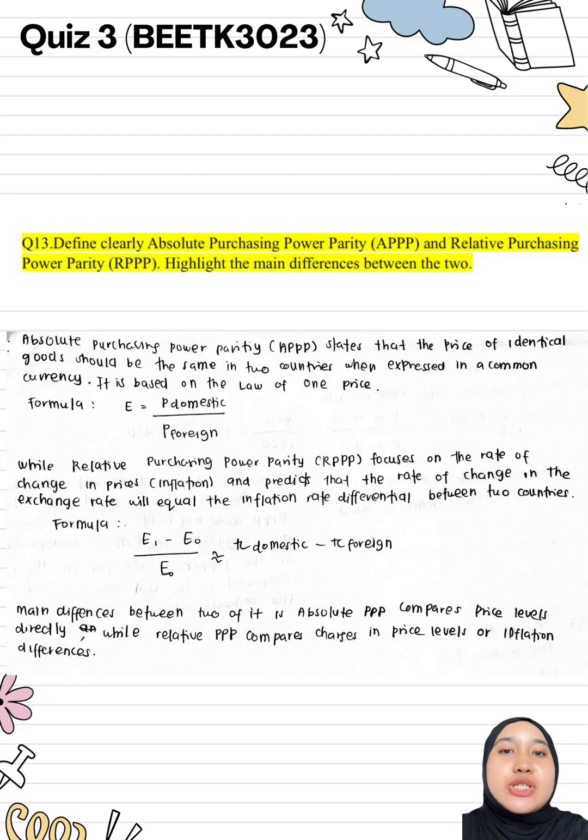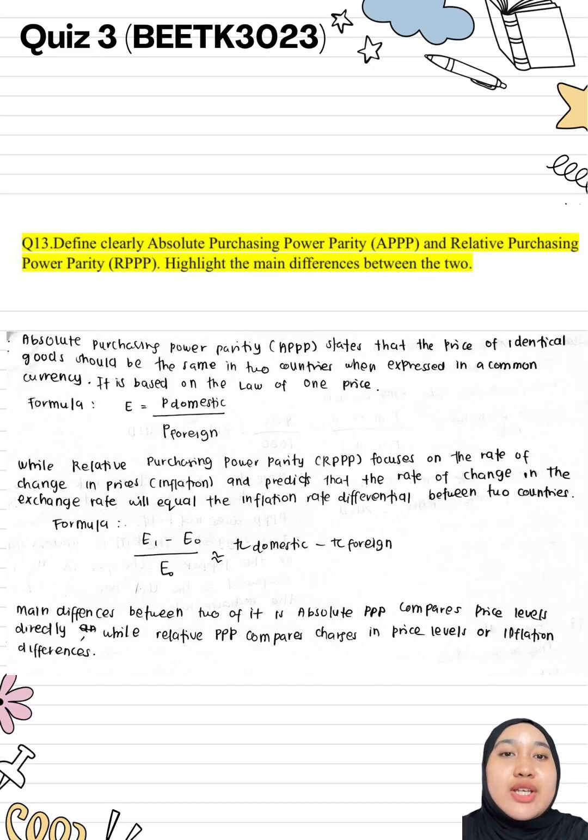Second, relative purchasing power parity. This version is more realistic. It doesn't assume prices are exactly equal, but focuses on changes over time. It says that if one country's inflation is higher, its currency should depreciate to maintain parity. So if Malaysia has 5% inflation and the US has 2%, we expect the ringgit to depreciate by about 3% against the USD. Okay, now let's look at the main difference.